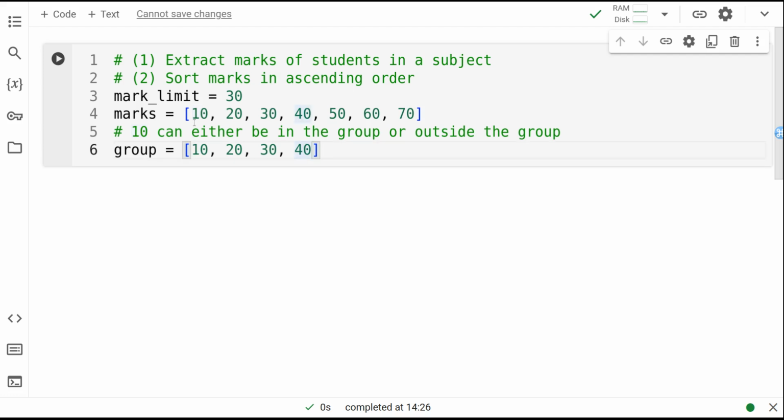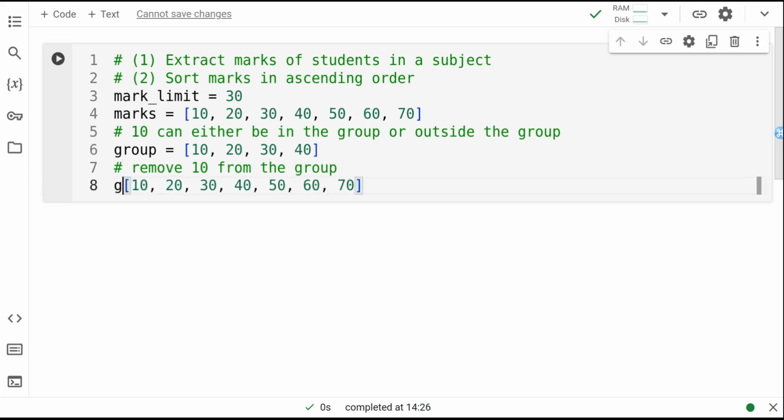Now, once you have found out the largest group, you proceed with the next member, right? So you remove 10 from the group and continue your search. So your list will now look like 20, 30, 40, 50, 60, 70. Now you repeat the whole process.